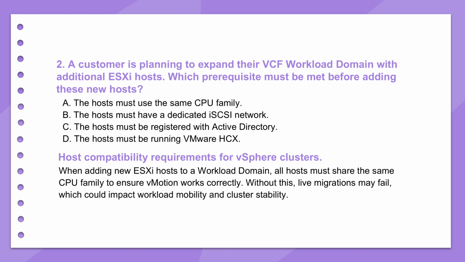Okay, so we've got our resilient foundation, these twin sites backing each other up. But what happens when things go well and we need more power, more compute muscle in our VCF workload domain? What's a really key thing you have to check for with those new ESXi hosts, those servers you're adding? Yeah, this is one of those details that can really trip people up if they're not careful. When you expand a cluster, all the ESXi hosts must use CPUs, processors, from the same family. It's a fundamental compatibility thing.